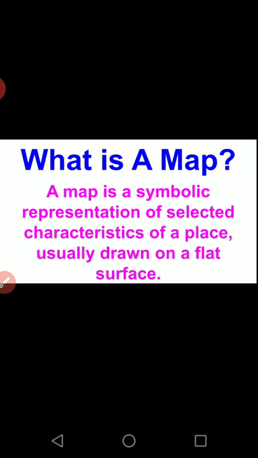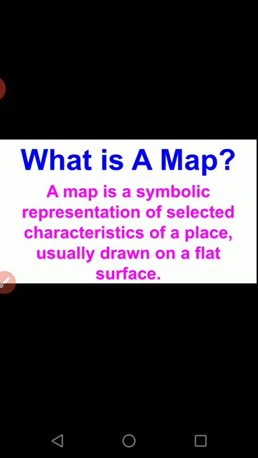Moving to the next topic, that is what is a map. A map is a symbolic representation of selected characteristics of a place, usually drawn on a flat surface. Like if I take the previous image, let's take the globe or this earth shape, cut it in between and try to flatten it, try to make it straight. When the same globe you draw on a flat surface, it becomes the map.